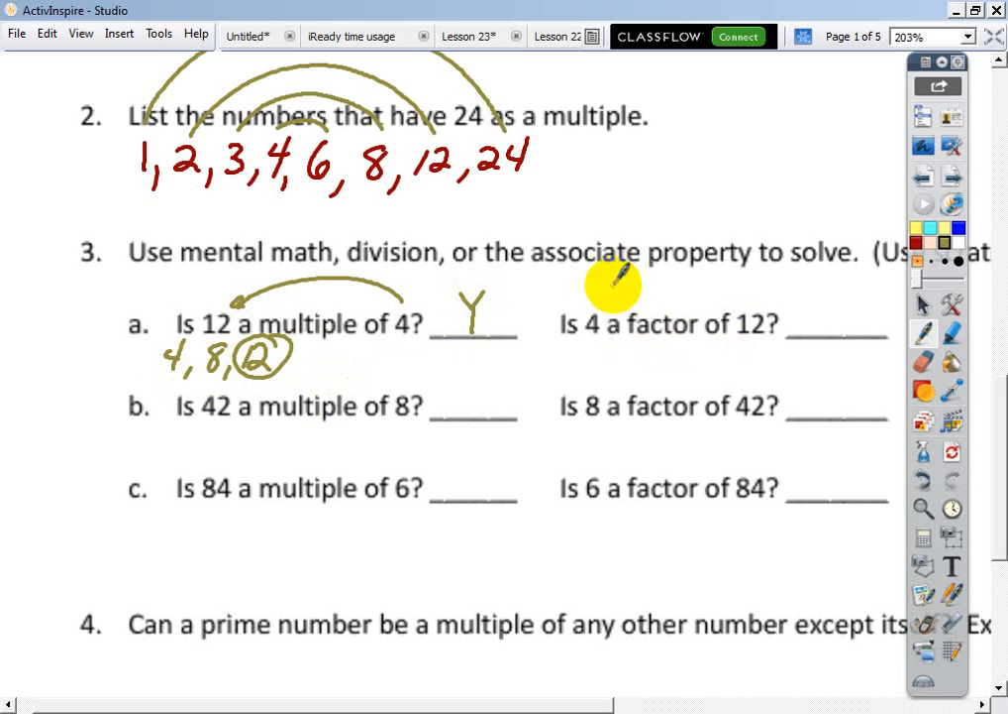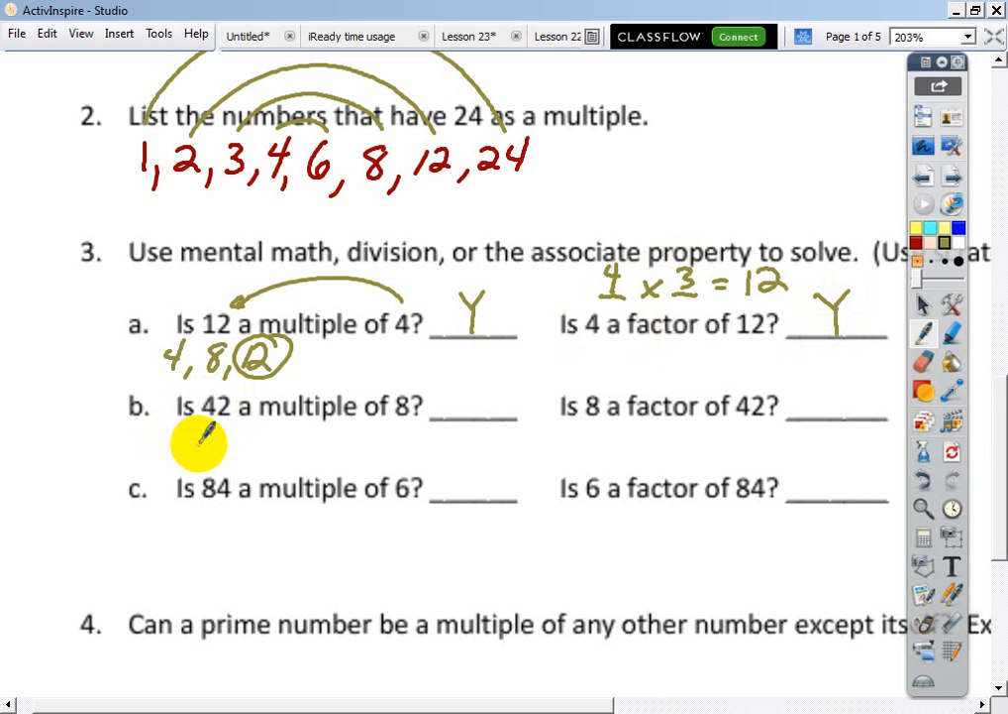Yeah, because the factors make the product. And 12, yeah, 4 times 3. Yeah, it's a factor of 12 also, so yes. Is 42 a multiple of 8? When I count by 8s, do I get to 42?